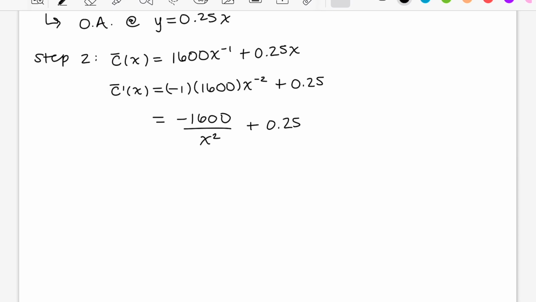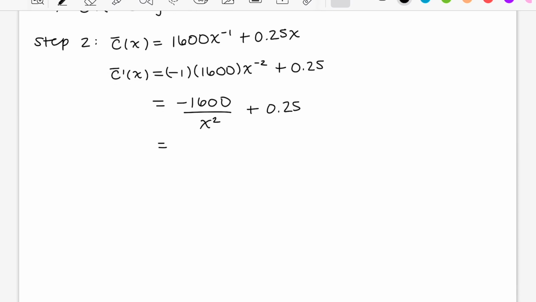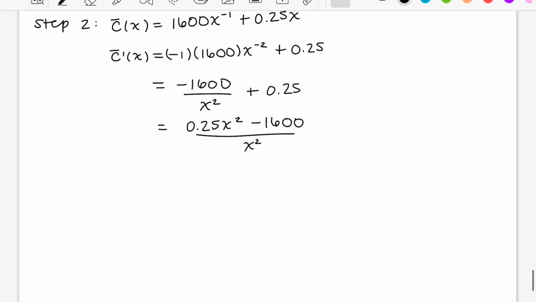All right, now we want to look at the partition numbers of our derivative. And so that'll be a little bit easier if we rewrite this guy over a common denominator. So this would be 0.25x squared minus 1600 all over x squared. So our partition numbers of this guy, we know we're going to have x is equal to 0. Since we can't divide by 0, this guy will be undefined when x is equal to 0.